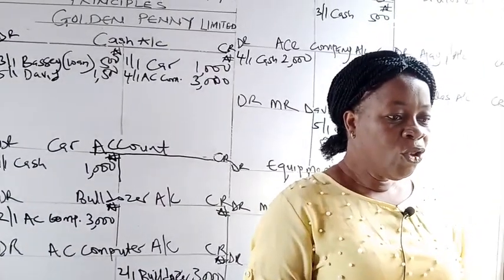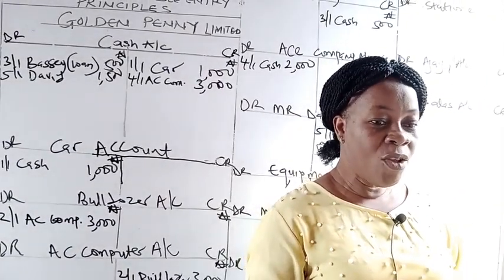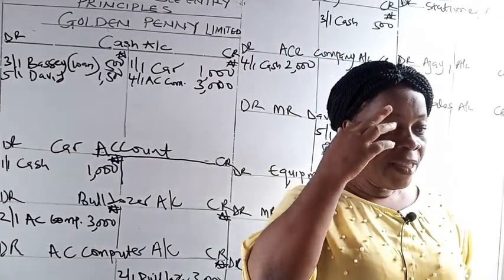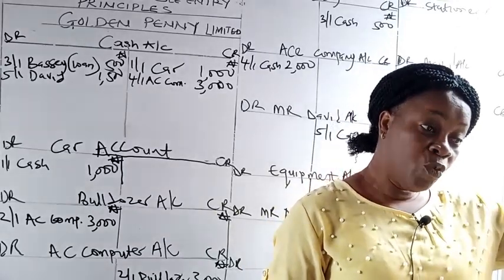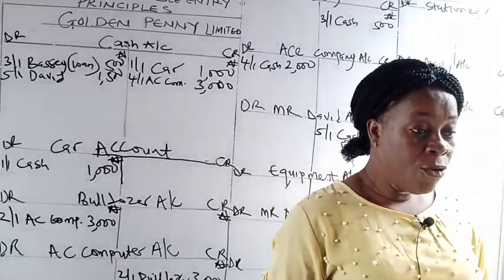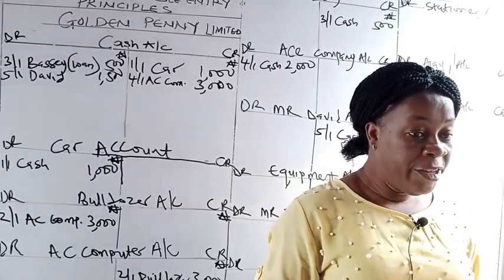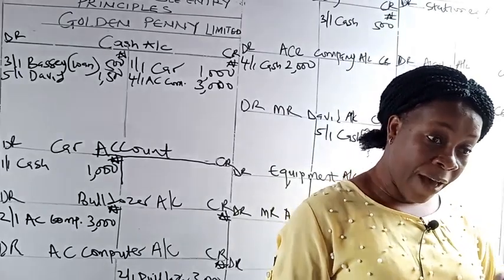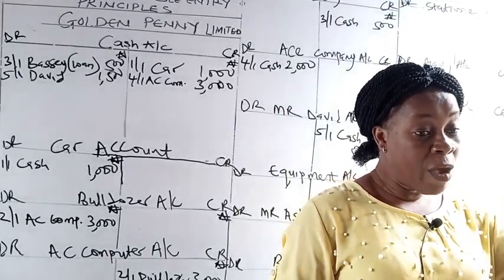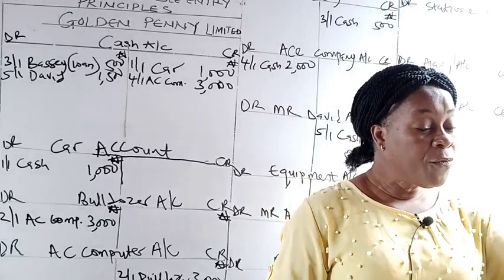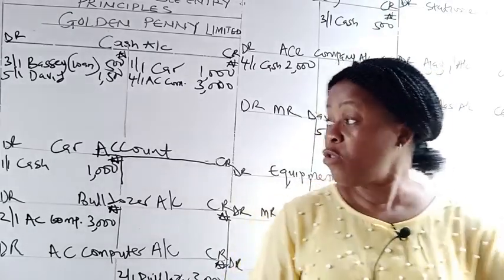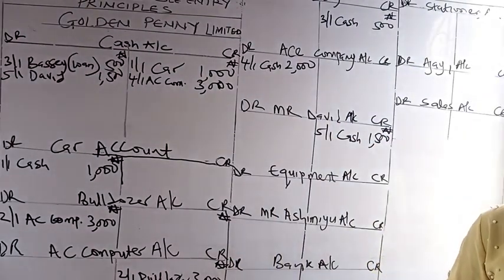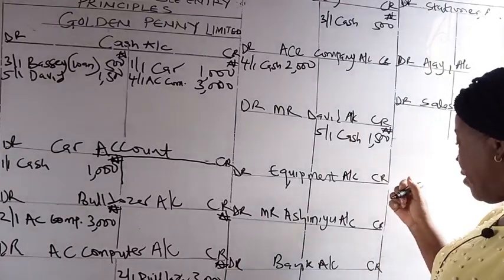January 6, sold equipment for cash, 2,500 naira. Equipment is an asset, and when it was disposed, when it was sold, the value of the equipment they had reduced, and the value of the cash they now have increased because they collected the money in exchange for the equipment they sold. So as a result of that, equipment account will be credited, while cash account will be debited.